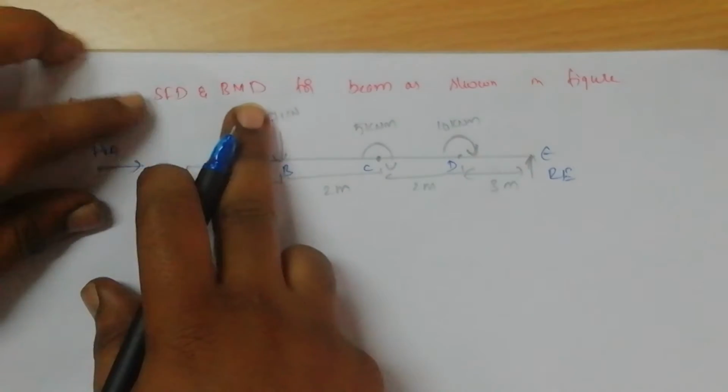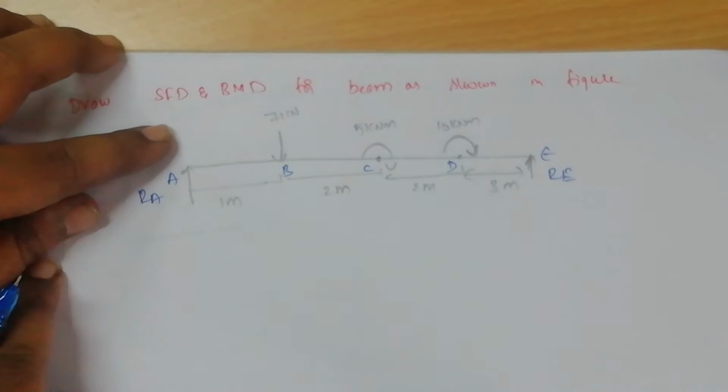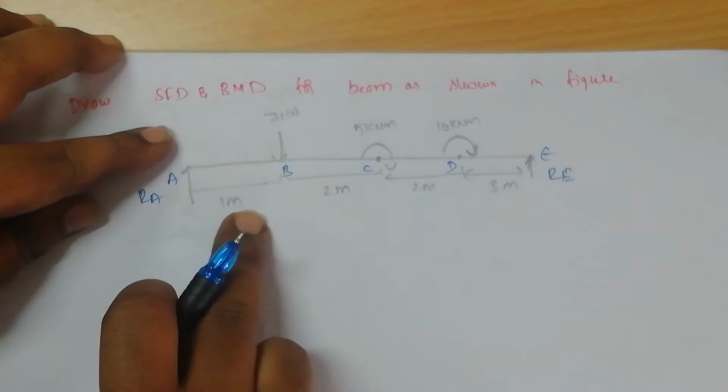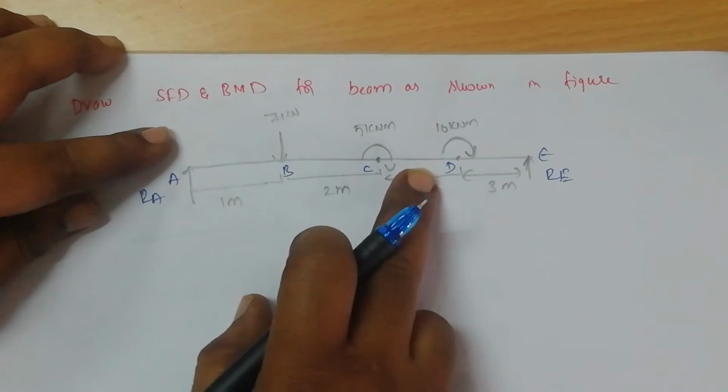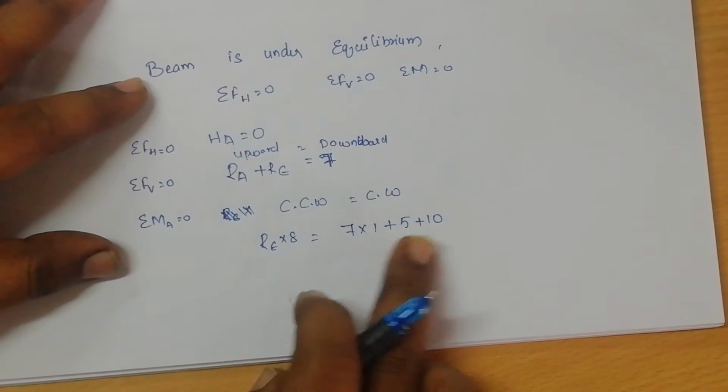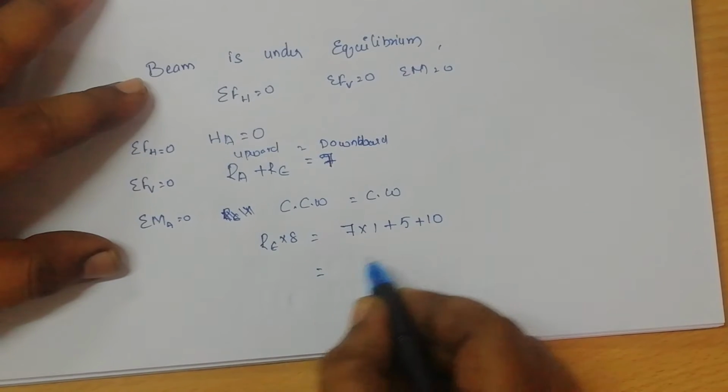Let us see the clockwise moments. This is a clockwise moment, which is rotating because of 7. What is the distance from point B to point A? 1 meter. So 7 into 1. Next is this 5. Next is this 10. So totally we have 3 moments. I have written 3 moments: 7 into 1 plus 5 plus 10. So the total answer is 15 plus 7, 22.